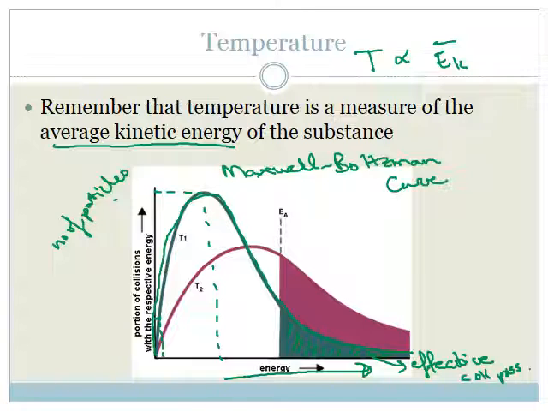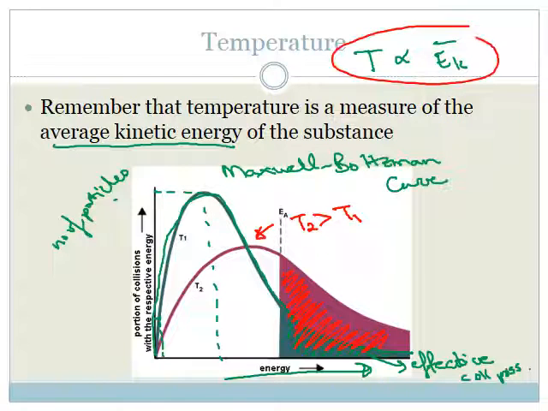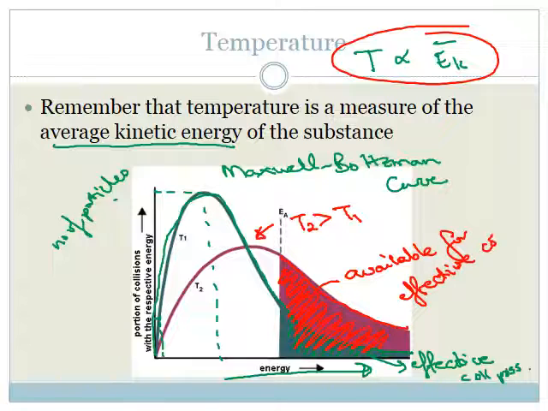Now what happens at T2? What are we doing? We're actually increasing the temperature. So at T2, the temperature is greater than T1. We've increased the temperature. And how can we tell? Because there are more particles that are above the activation energy, because remember, by increasing the temperature, we increase the average kinetic energy. So what happens is we have more particles above the minimum energy required, so there are more particles available for effective collisions.